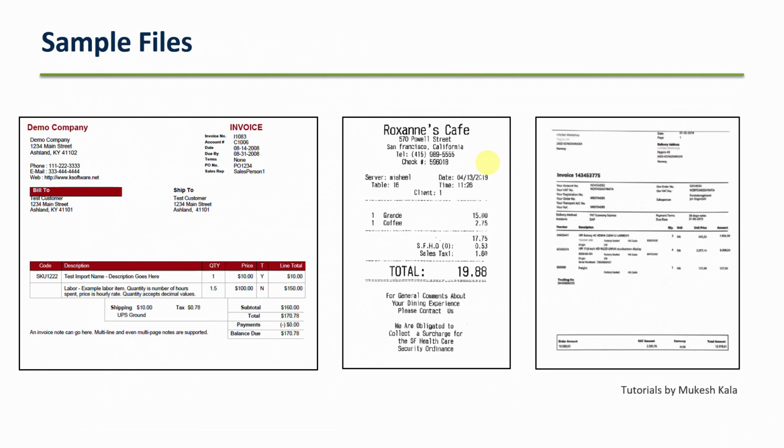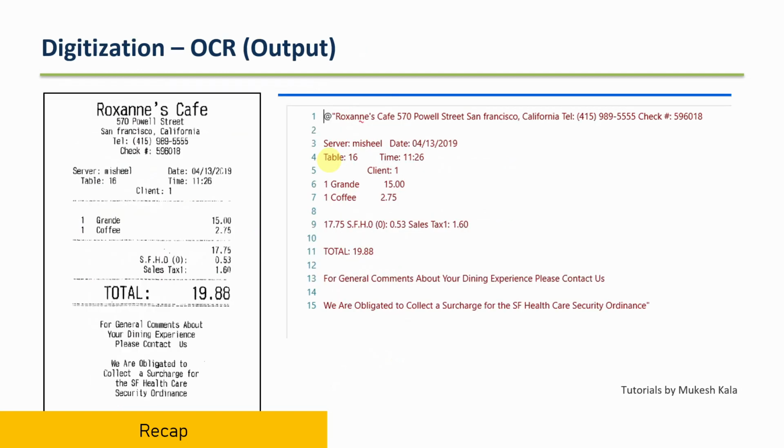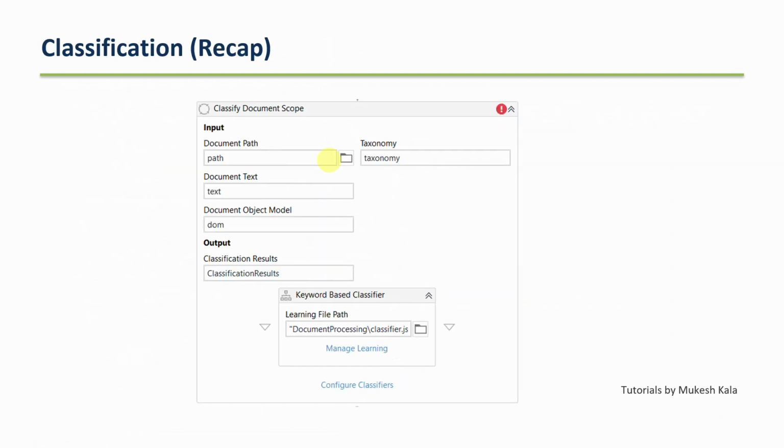These are the sample files which we have been running through the complete automation. I have got 2 invoices and 1 receipt which we have kept. Then we created the taxonomy, where we defined all the fields I need to extract. After that, I created the digitization stage where I digitized all the scanned files and got a digitized output. All of this output was then transferred to classification, where we classified whether the document is an invoice or a receipt.